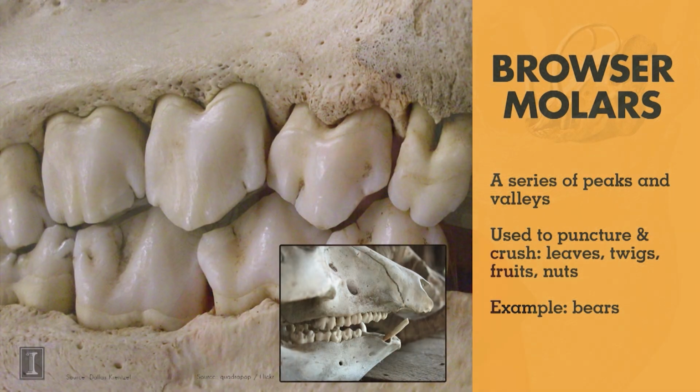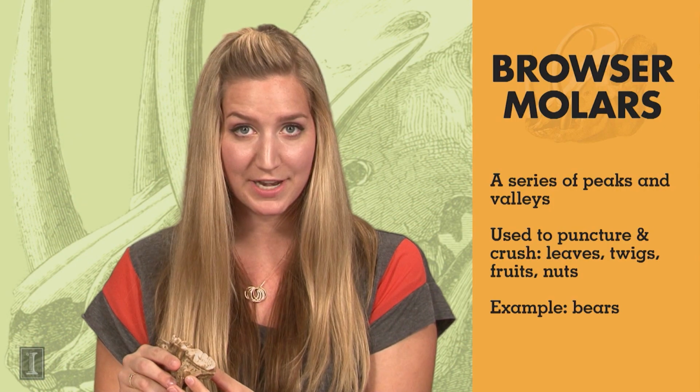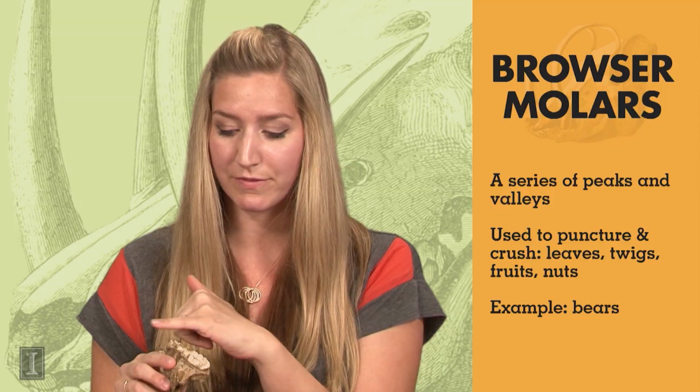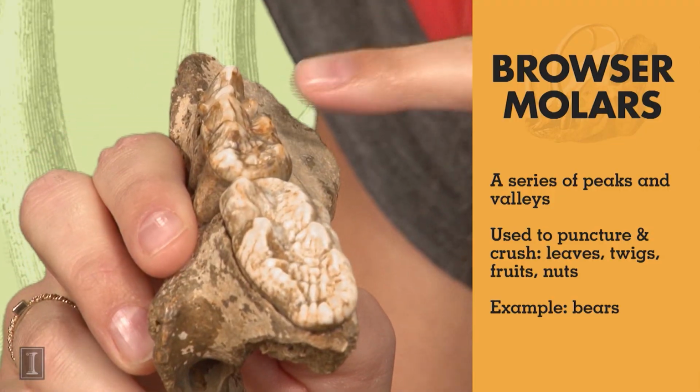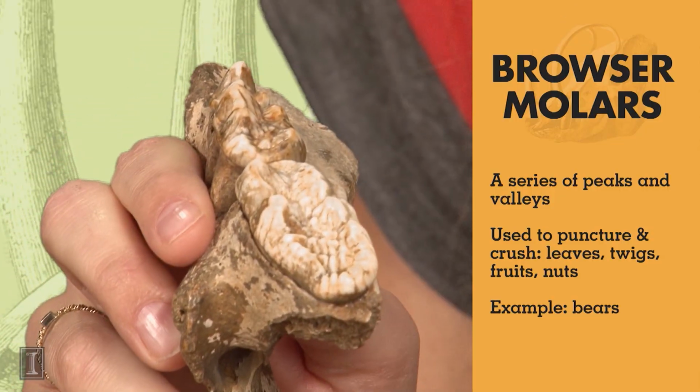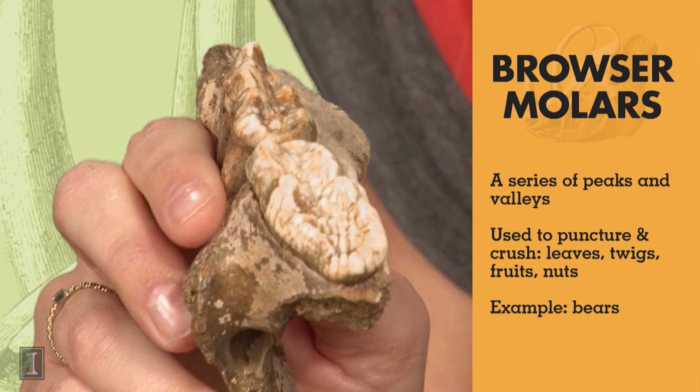So digging a little bit deeper into differentiated teeth, we're going to start with the molars, because the molars can really start to distinguish different groups of organisms and different feeding modes. So we're going to start with a group called browsers. And if we take a look here at a bear specimen, we're looking at the molars in the back of the mouth there. And browser teeth can be identified by a series of peaks and valleys, actually.